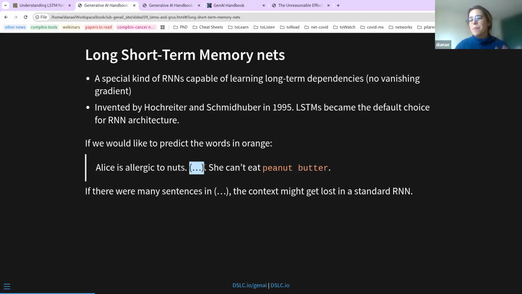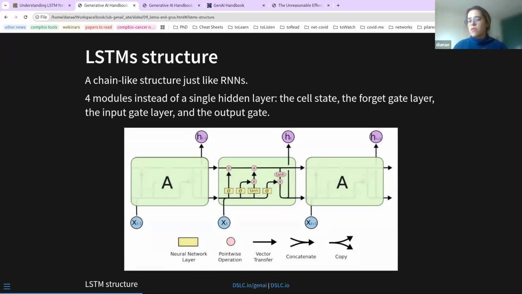But if we have many sentences between these two facts and between the context that our neural network has to pick to be able to predict these two words, the context will be lost because of the vanishing gradient problem. So the neural network won't be able to predict these texts. So now we're going to see the structure of the long short-term memory networks.